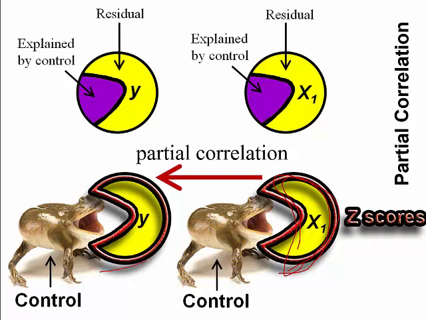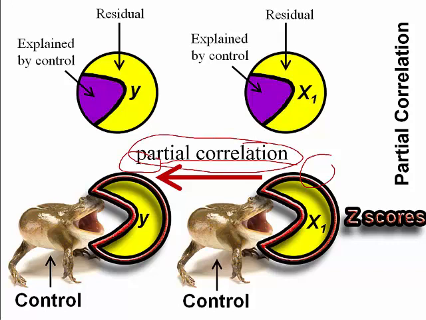And then I'm going to take everyone's residual on y, that part on y that couldn't be explained by the control. That is, after I extract the control out of y, everybody has a new score on y, your score on y with the control variable extracted out. And I'm going to take that new score and turn it into a z-score. So now at this point I have the z-scores for the residual of x1 and the z-scores for the residual of y. And I will use that z-score residual for x1 to predict the z-score residual for y, and the resulting beta will now be something I call a partial correlation.